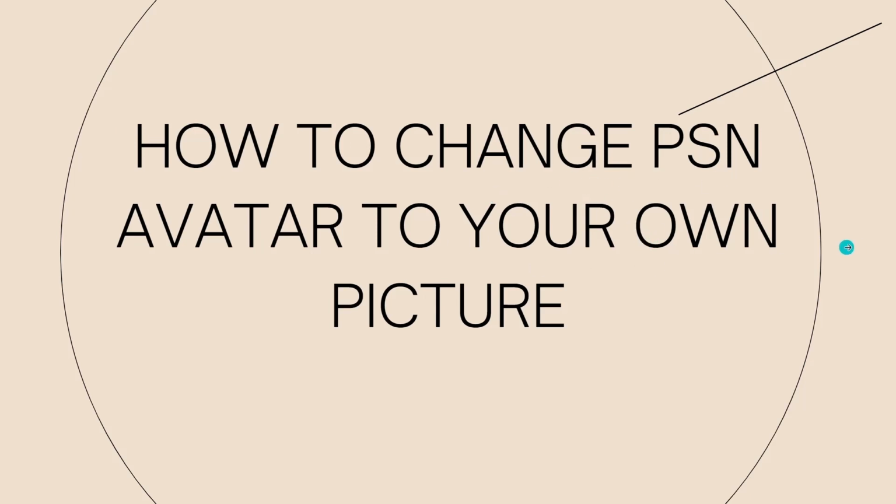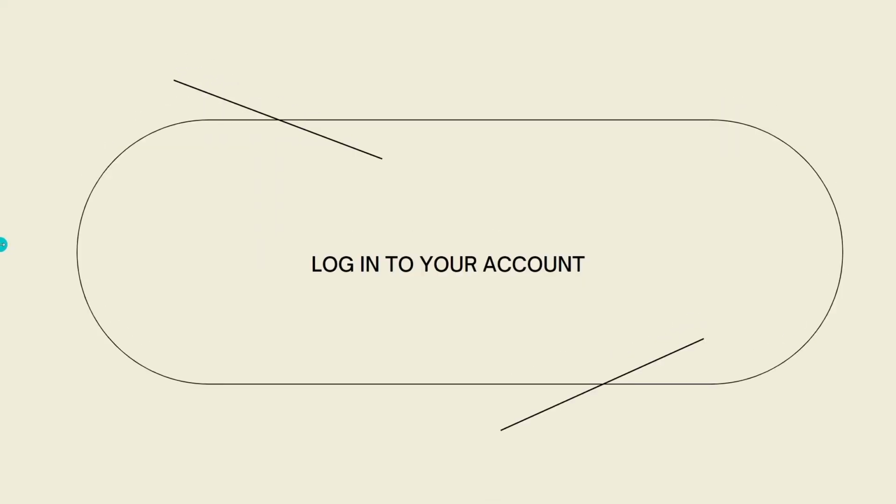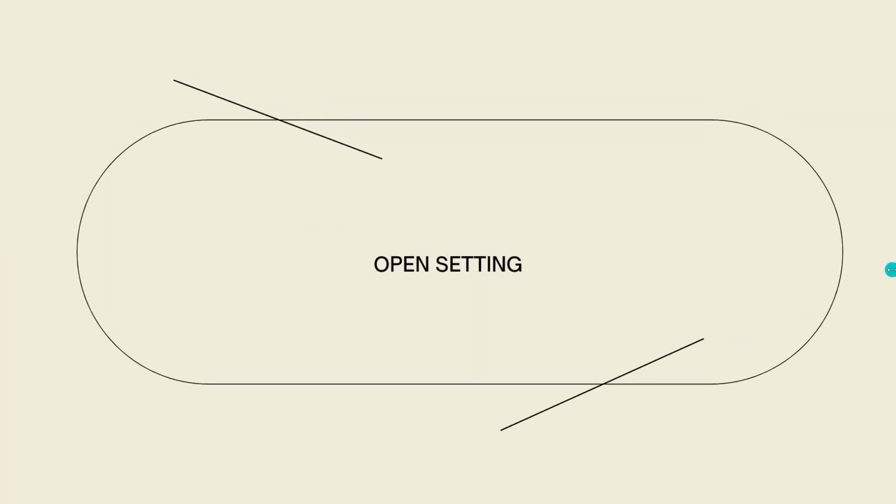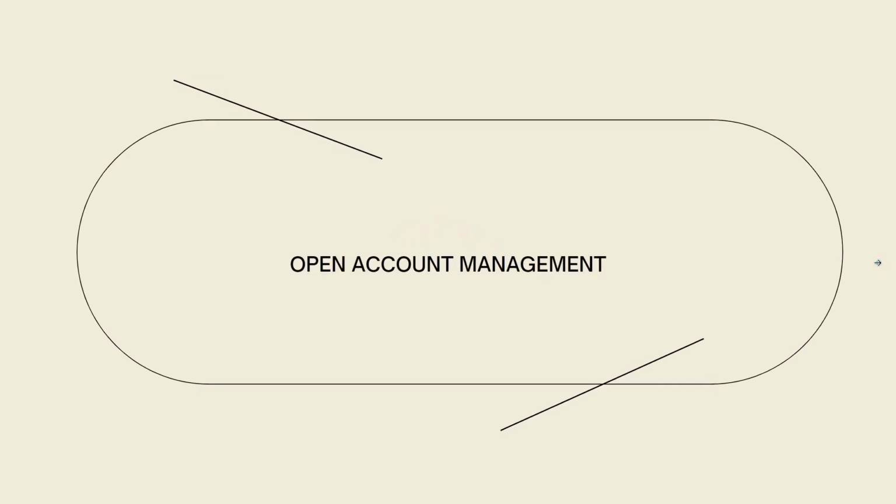So first of all, you want to log into your account, okay? And once you've done that, just go ahead and open settings, okay? So once you've opened settings, what you need to do is to click on Open Account Management. So once you've clicked on Account Management, just go ahead and click on Account Information.